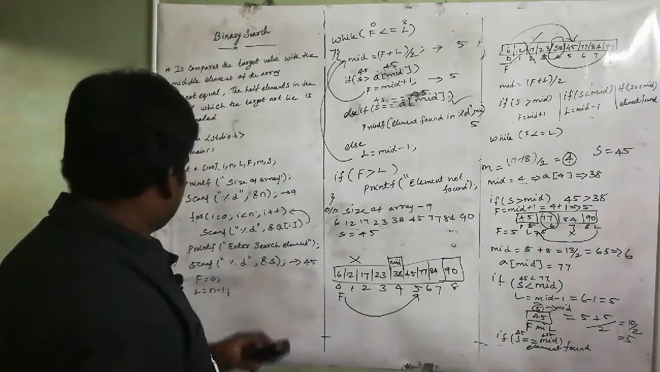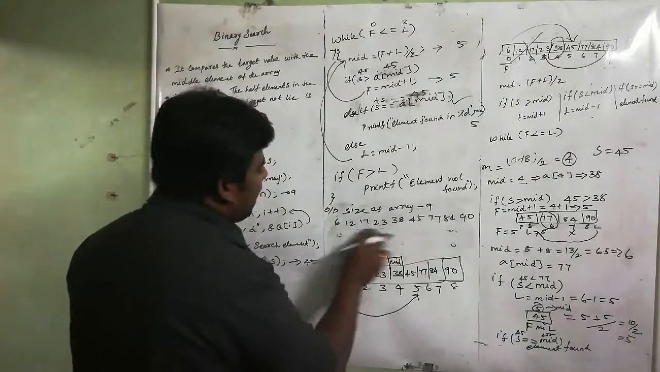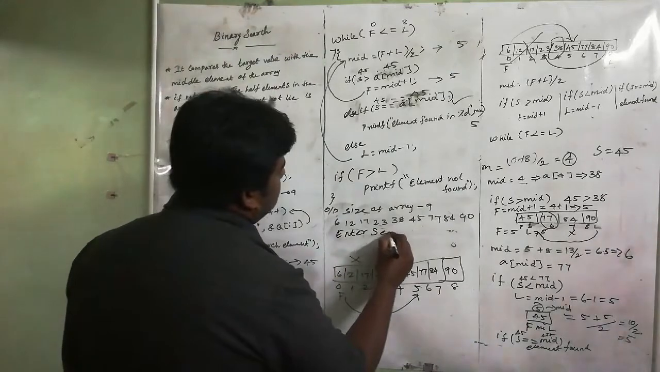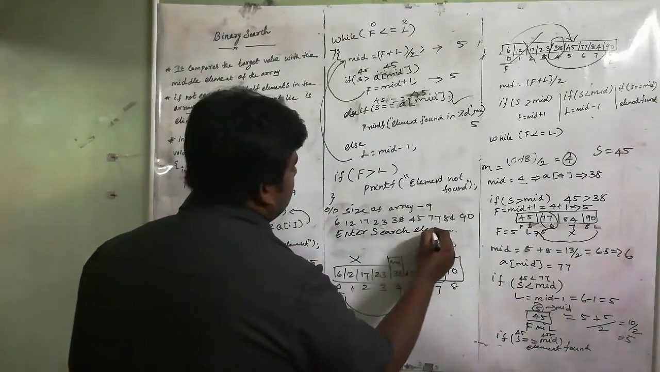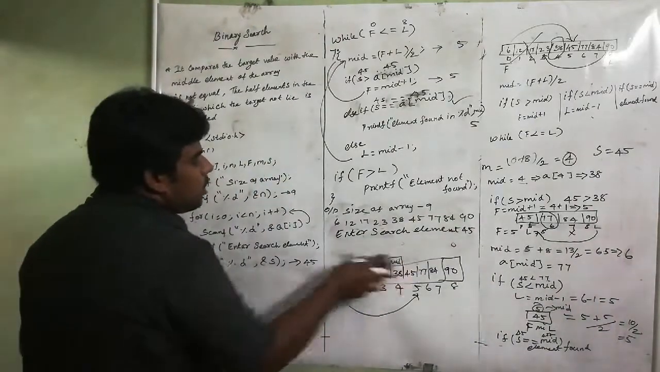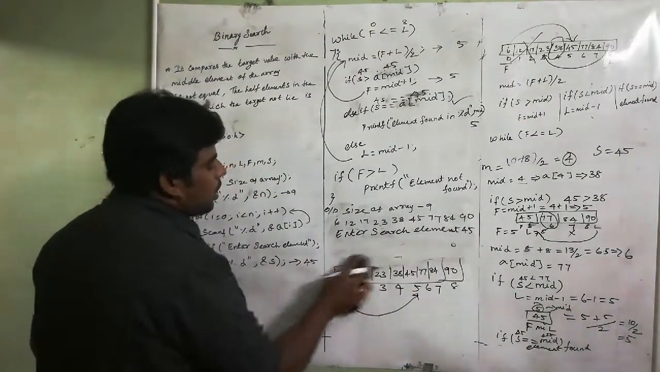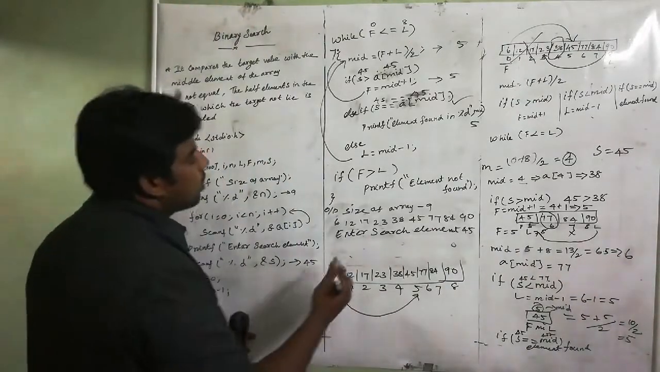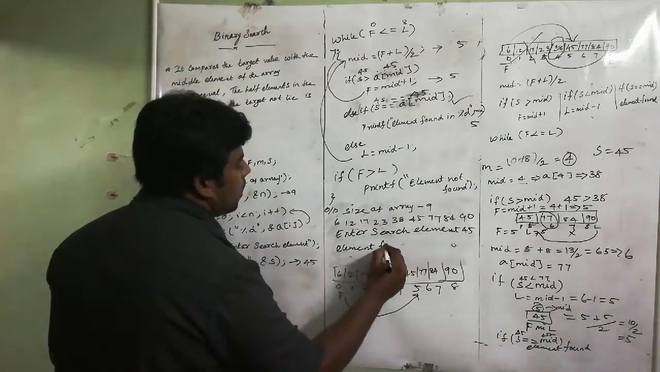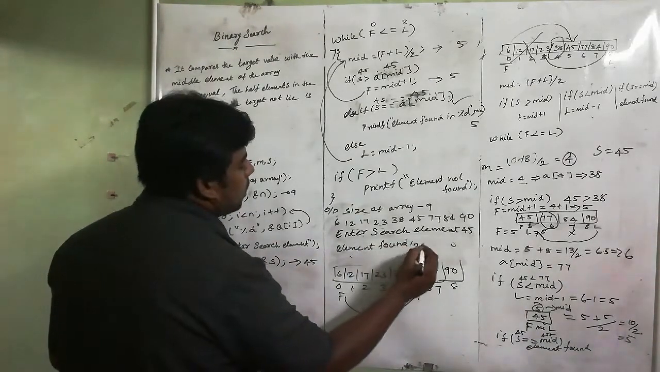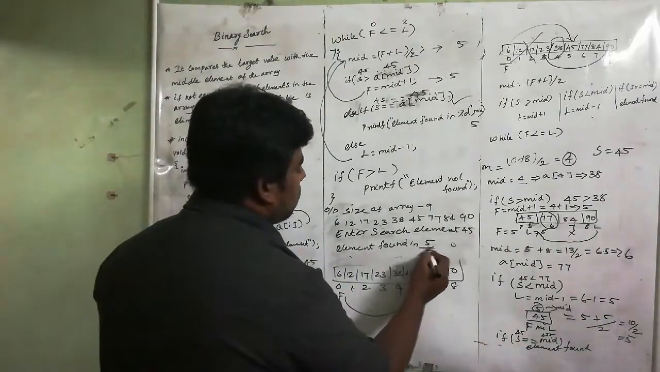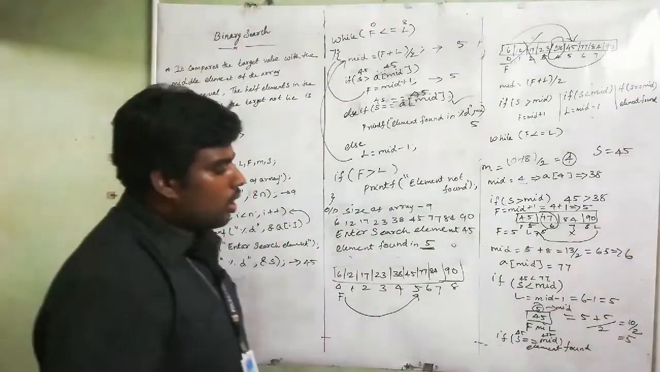Then it will display enter search element. You are giving 45. Okay. Then you will get the output element found. Element found in index 5. Element found in 5th position. Okay. All of you understood?